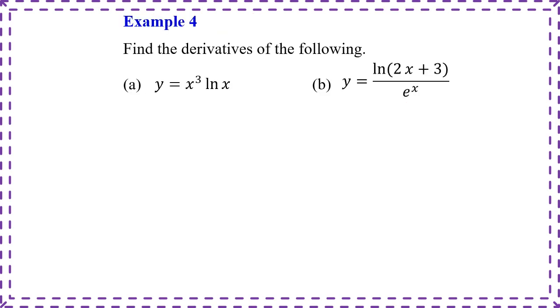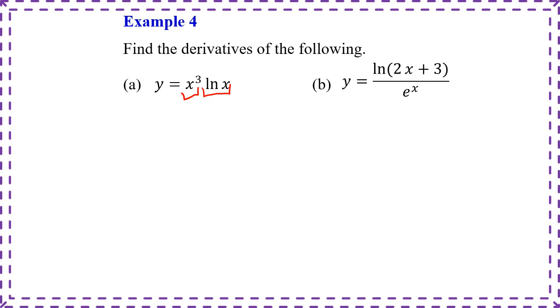So, how about example 4? Find the derivative of the following. For a, y equals x cubed multiplied with natural log of x. For this part, we have x cubed, a polynomial multiplied with a logarithmic function. So it's actually two terms, a multiplication between two terms. Because both have x, we need to use the product rule.